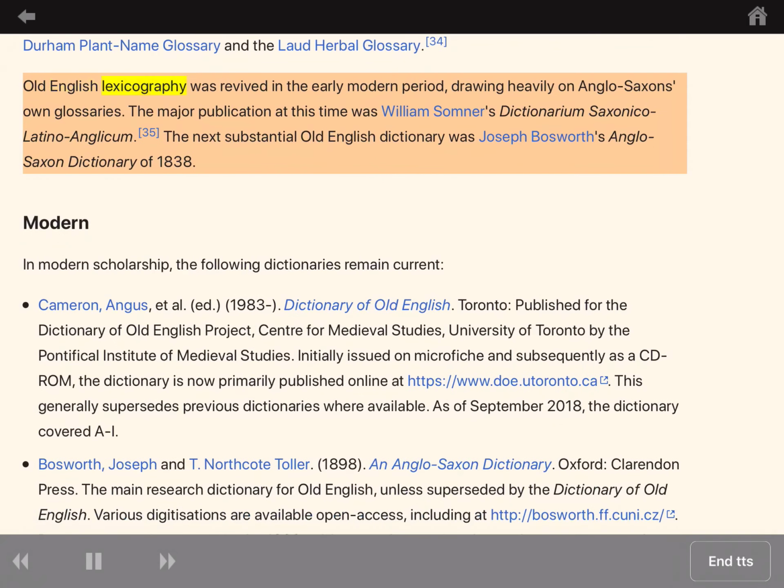Old English lexicography was revived in the early modern period, drawing heavily on Anglo-Saxons' own glossaries. The major publication at this time was William Somner's Dictionarium Saxonico-Latino-Anglicum. The next substantial Old English dictionary was Joseph Bosworth's Anglo-Saxon Dictionary of 1838.